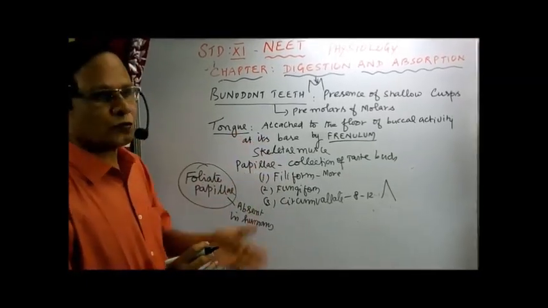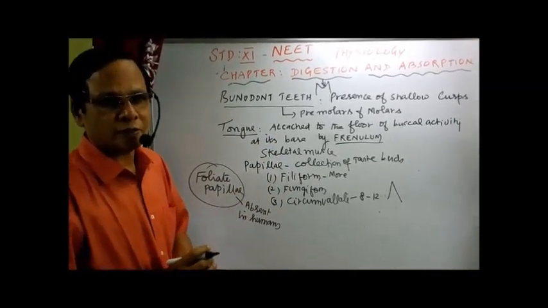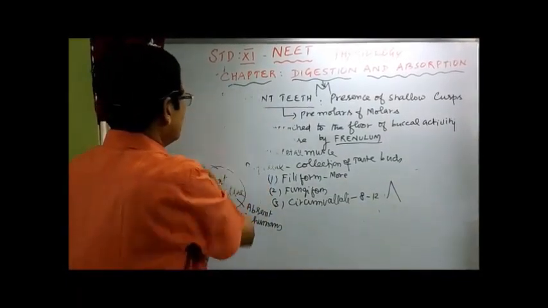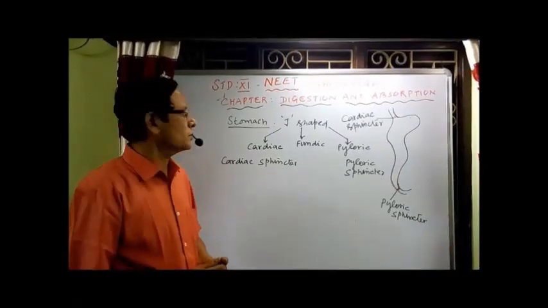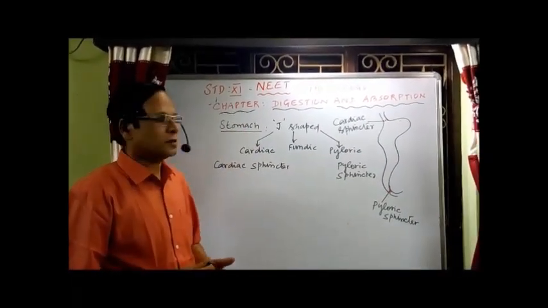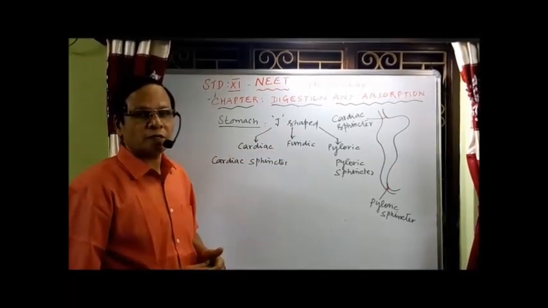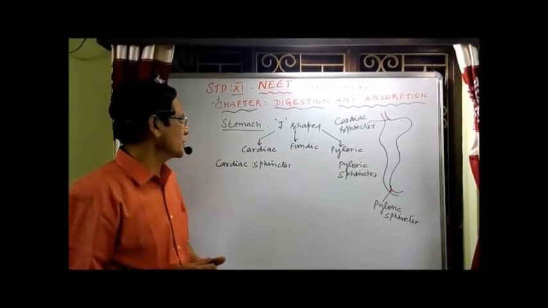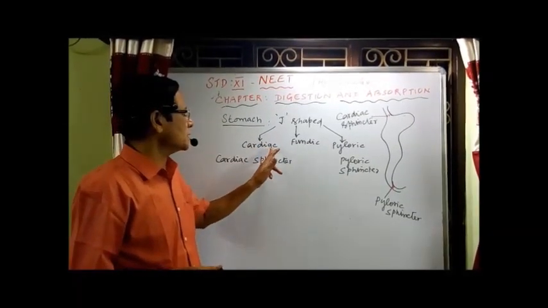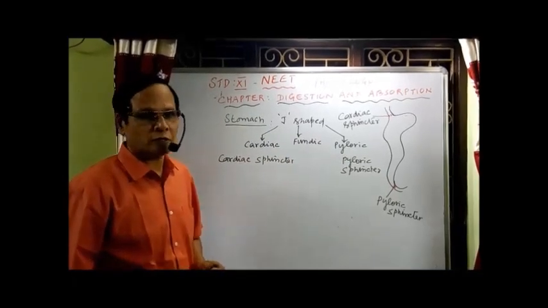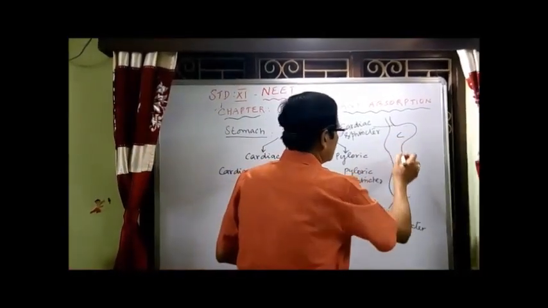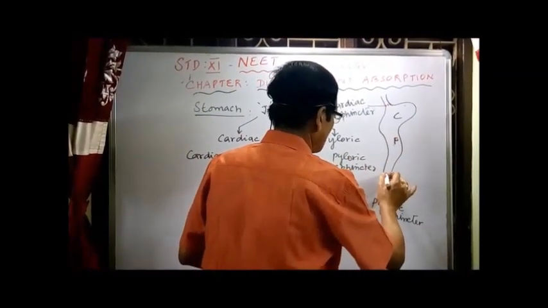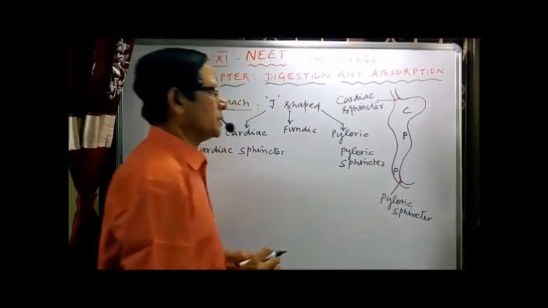I mentioned already about the esophagus. Now, if you are taking the stomach, the stomach is formed of three parts. The shape of the stomach is J-shaped. It is concerned with the temporary storage of food. It is divided into three parts: cardiac, fundic and pyloric region. This is the cardiac region, this is the fundic region, and this is the pyloric region.